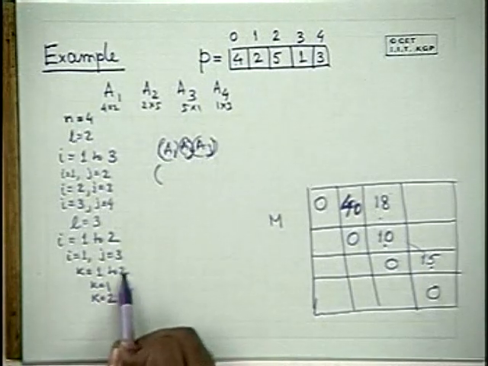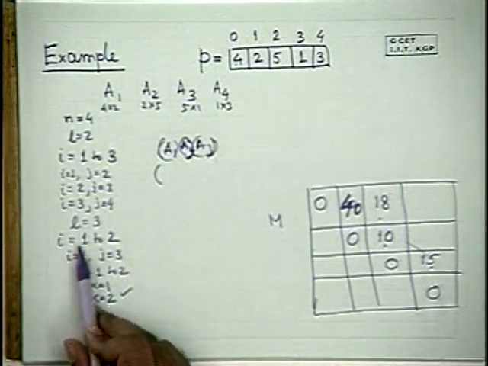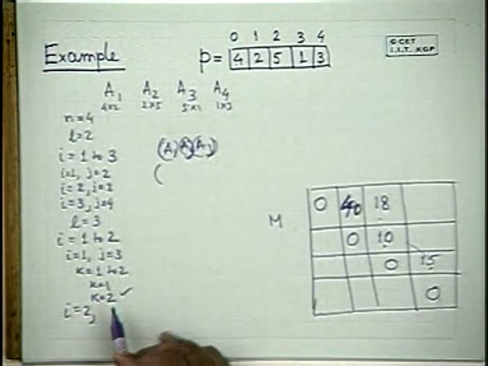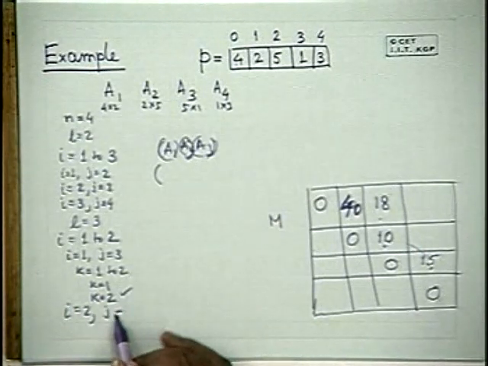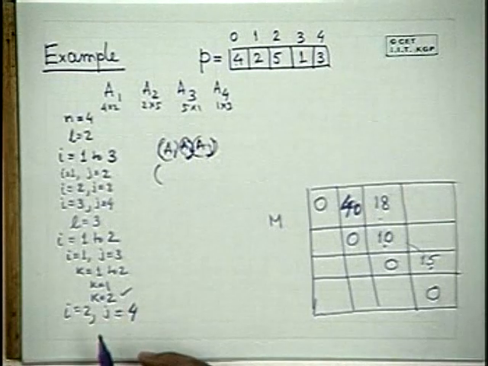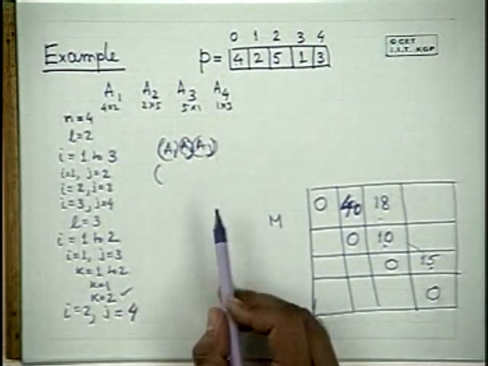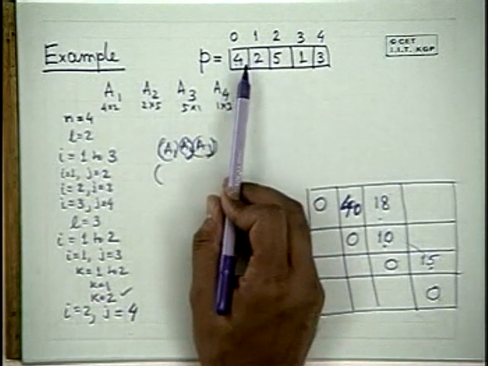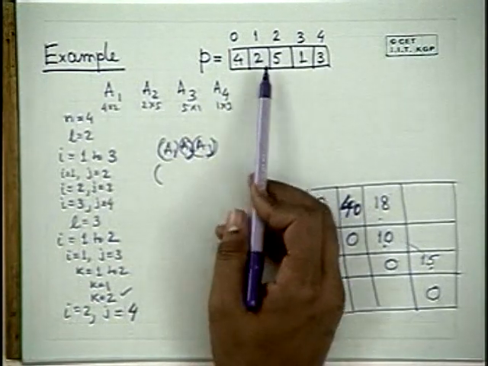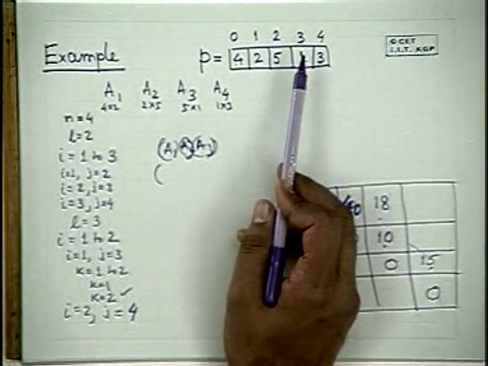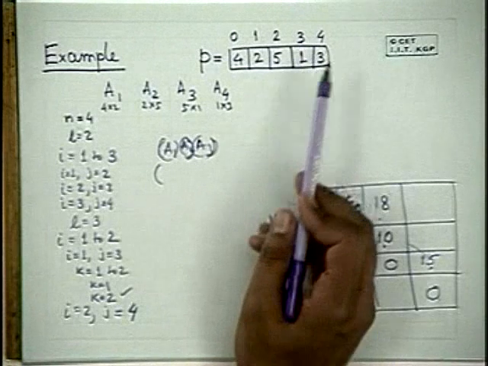So k is equal to 1 to 2 is done, and that means now I have to take I is equal to 2. When I is equal to 2, j must be 4. J is 4 now. So see, when L is equal to 3, we had to take 3 together. So we took A1, A2, A3 already. Now we are taking A2, A3, A4.